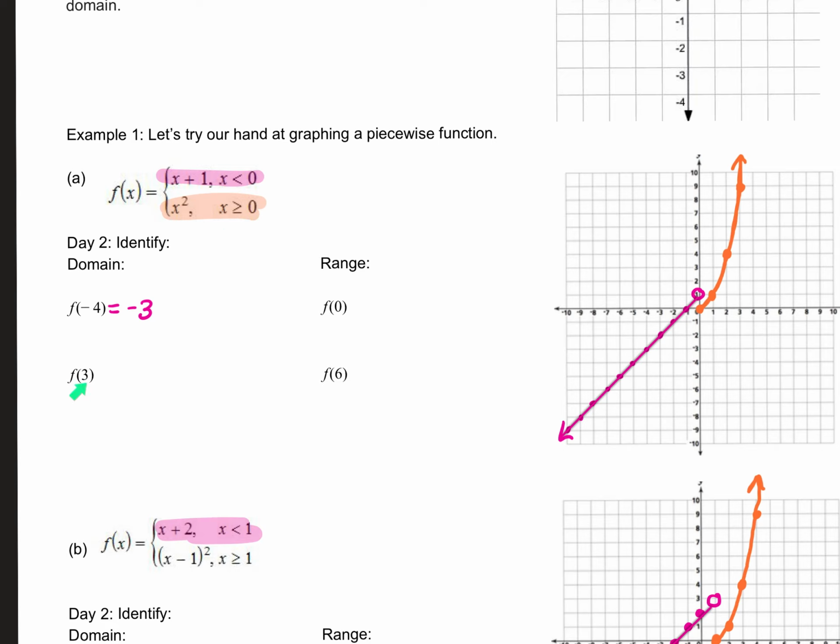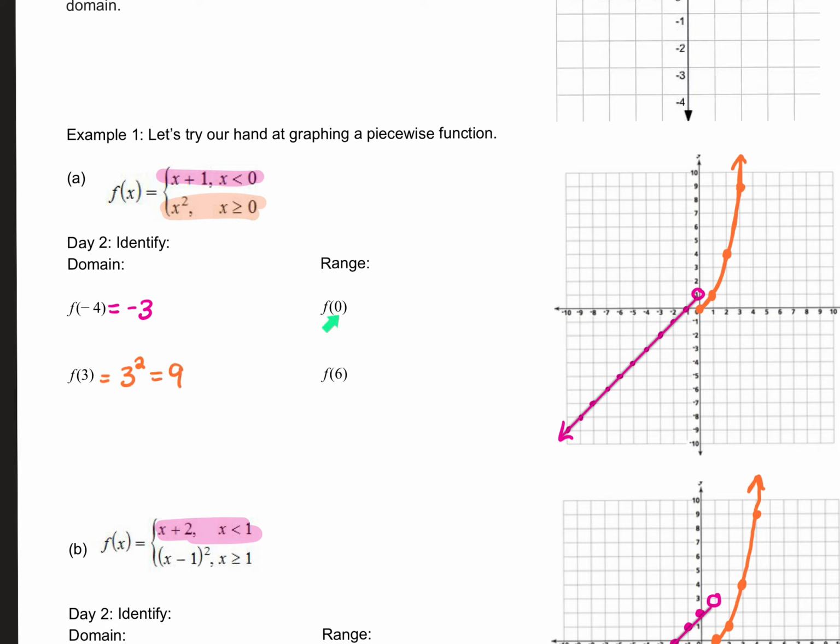So let's look at f of 3. f of 3, okay. Is 3 going to be in an input value that's less than 0? So is 3 less than 0? That's what I'm asking myself. And I think we can all agree that 3 is not less than 0. Is 3 greater than or equal to 0? Yes, in fact it is. So I'm going to use the orange function here and plug in 3 into the function that's defining that part of f of x. And then I finish calculating. So f of 3 is 9.